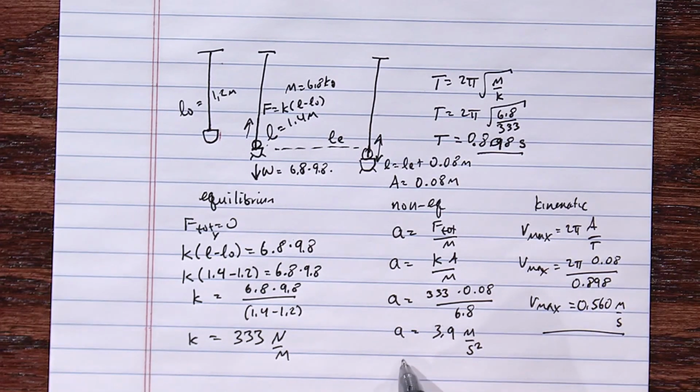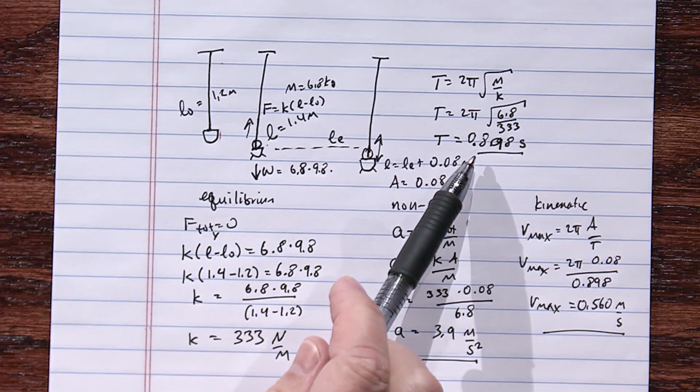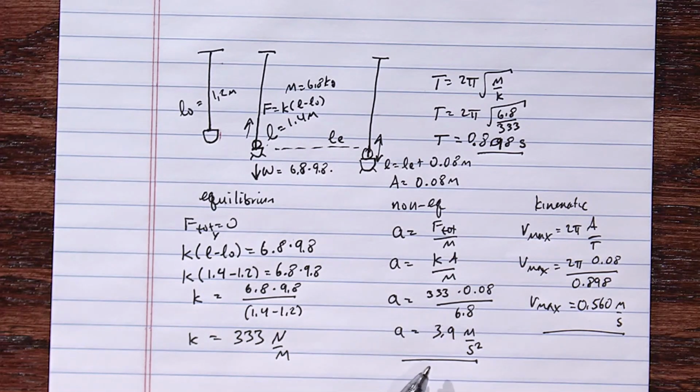What is Vmax? What is the acceleration? What is the period? The period, 0.898 seconds. Acceleration, maximum of 3.9 meters per second squared. And Vmax of 0.56 meters per second. And that's everything that we were asked. Those are some examples of questions dealing with the oscillation of a mass on a spring.